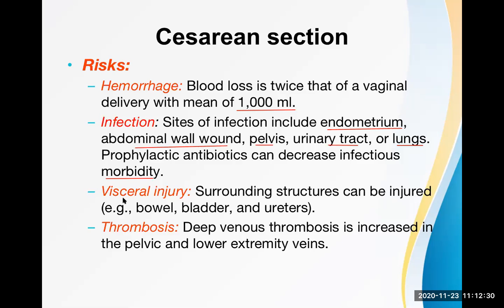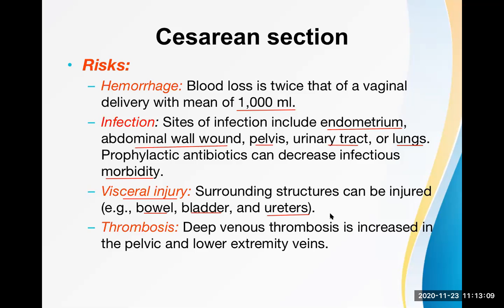The third important is visceral injury. The surrounding structures can be injured, like the urinary bladder, the bowel, and the ureter. They can be injured. But let me clarify again, if the experienced person is doing cesarean section, this chance of injury is almost nil. Okay, almost nil. And one more point, during the first time, for example, in primipara, if cesarean section is done for the first time in that lady, the chance of visceral injury is almost 0 by experienced person.